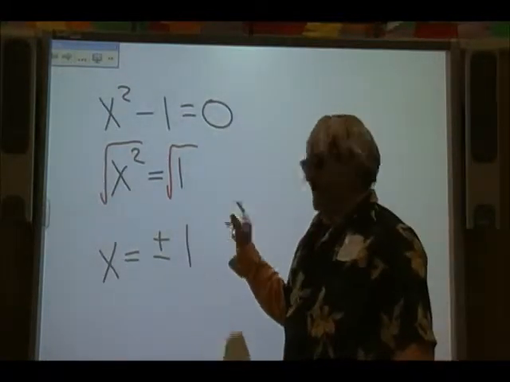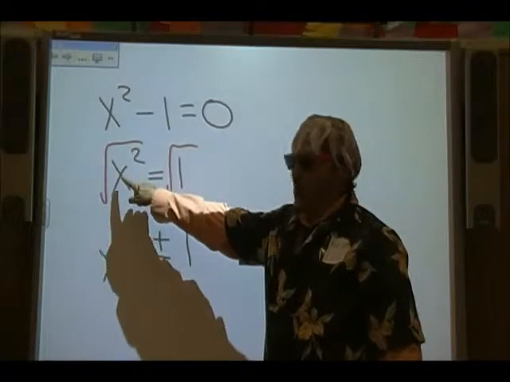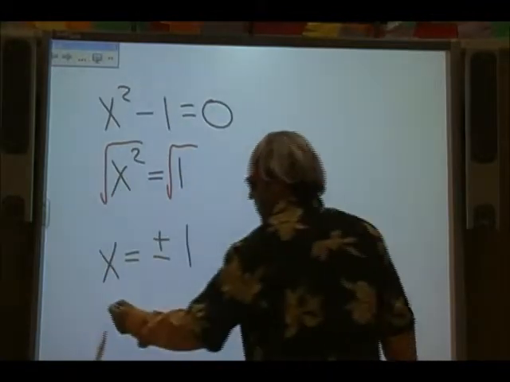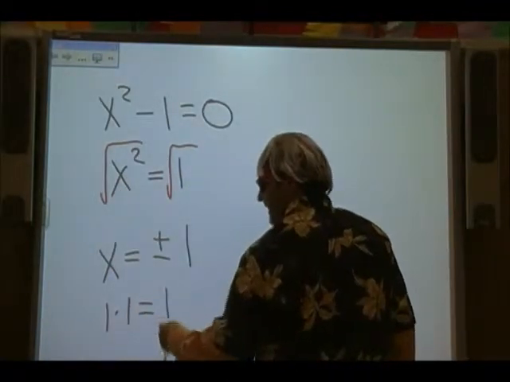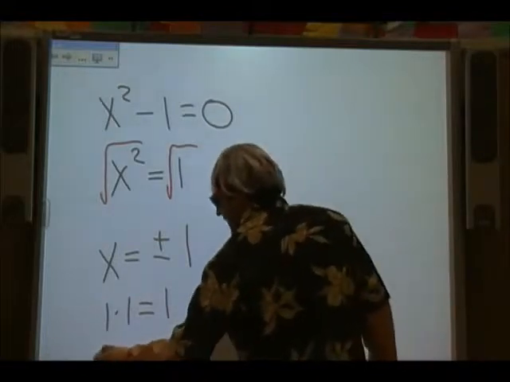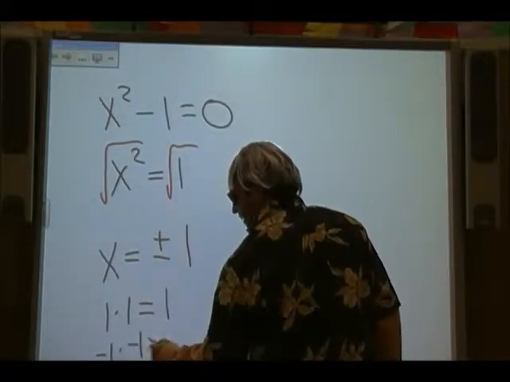Why is that? Very simple, because 1, if I put in here, 1 times 1 is 1, and negative 1 times negative 1 is 1.